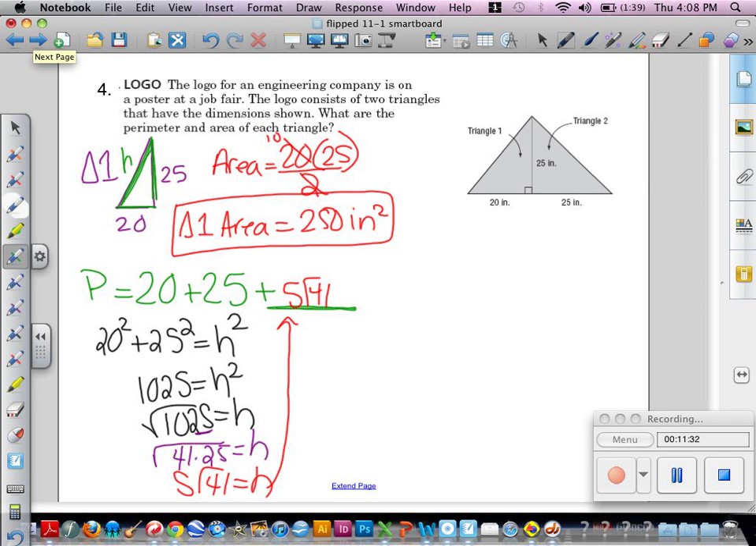Now I really need to simplify that perimeter. I need to add those two numbers together. So my perimeter equals 20 and 25 is 45 plus 5 root 41, and it would be inches.